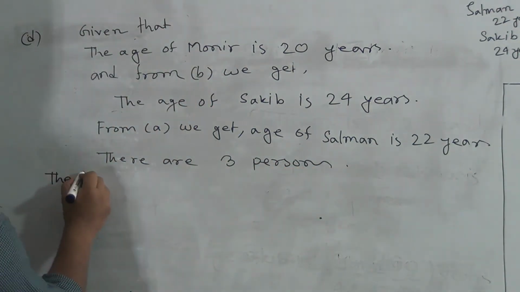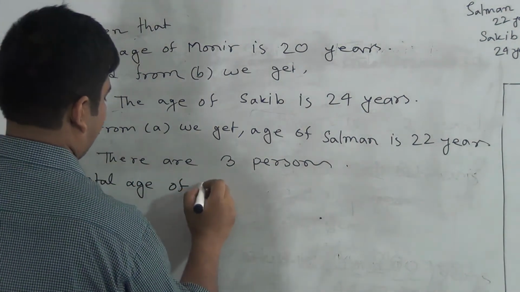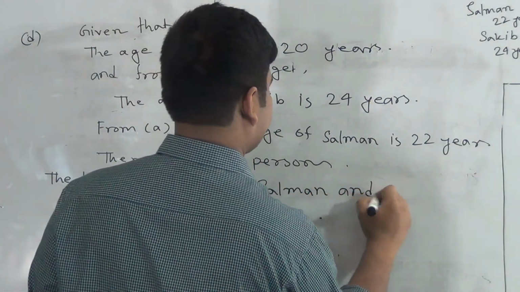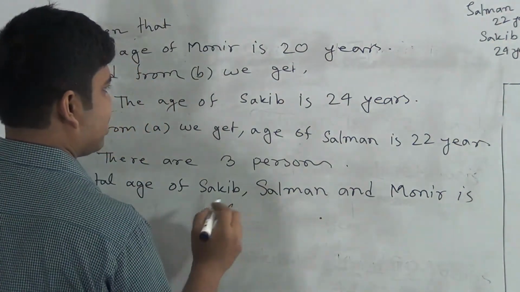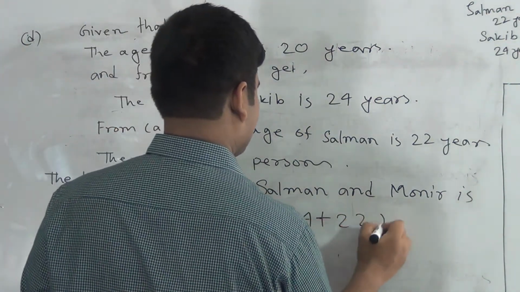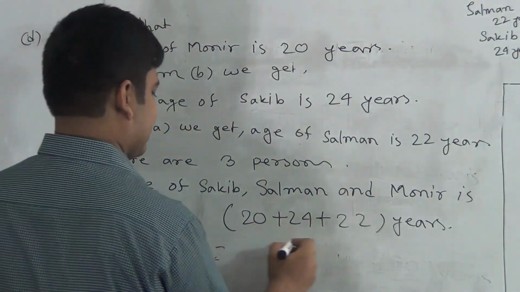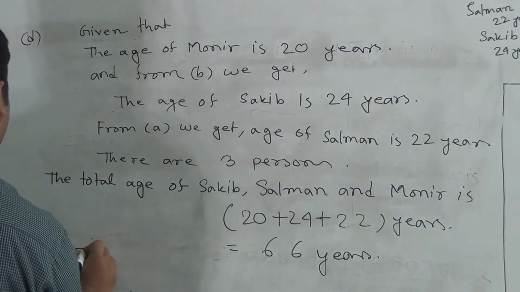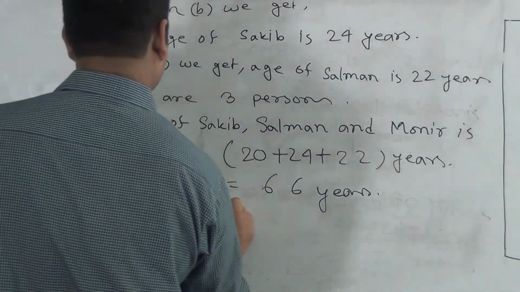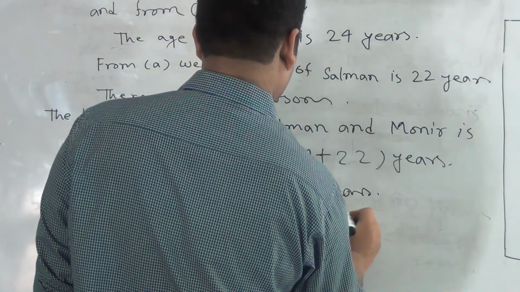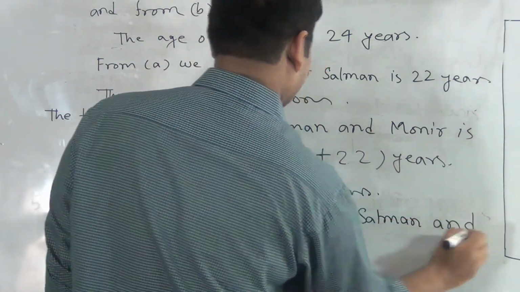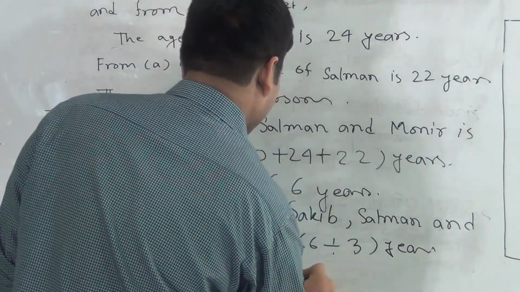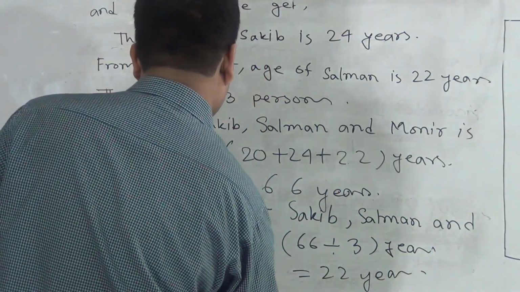Now we find out the total age of Shakib, Salman and Monir. We add 20 plus 24 plus 22 years. Okay, so 2 4 6 and 2 2 2 6 years, 66 years. Okay, now the average age of Shakib, Salman and Monir is 66 divided by 3 years, and we get 22 years, and it is the answer.